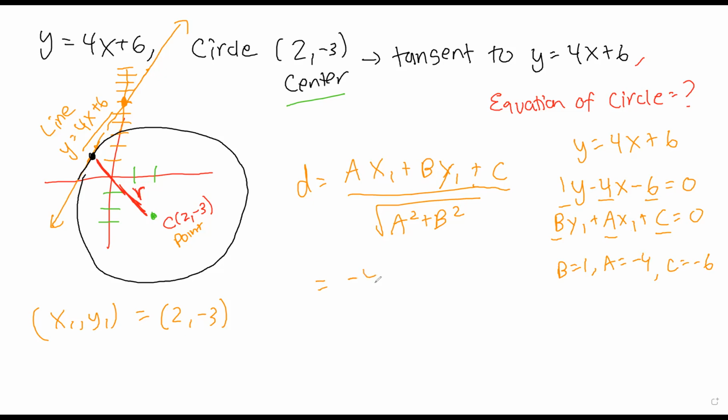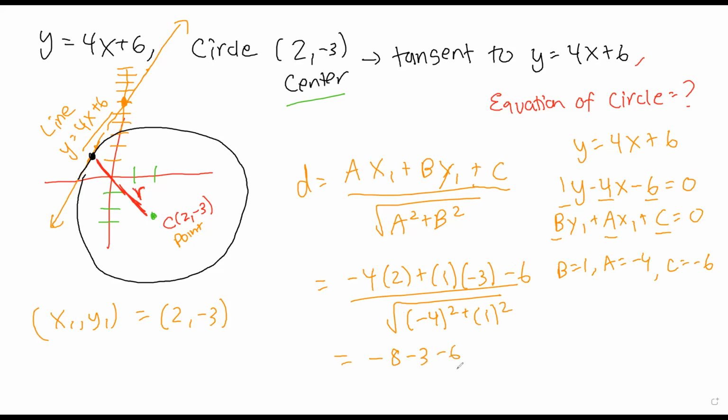So a is -4 times x, which is 2, plus b, which is 1, times y1, which is -3, plus c, which is -6, divided by the square root of a squared plus b squared, -4 squared plus 1 squared. If we solve that, we get -8 minus 3 minus 6 divided by the square root of 16 plus 1, which is 17. Adding the top, you get -17 over the square root of 17. So that represents the distance, and notice that this distance right here is going to be r. So actually r is equal to d. The radius equals the distance.